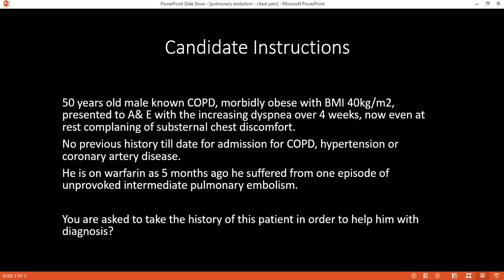By doing the physical examination and doing the blood tests such as a full blood count, U&E, liver function test, renal function test, and also chest X-ray, ECG, echocardiogram if necessary, CTPA to exclude pulmonary embolism. What are the treatment alternatives that you can offer to the patient?